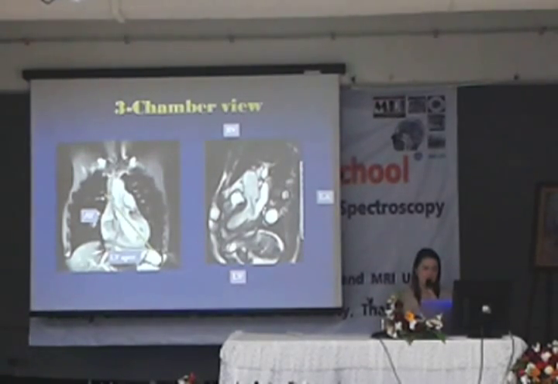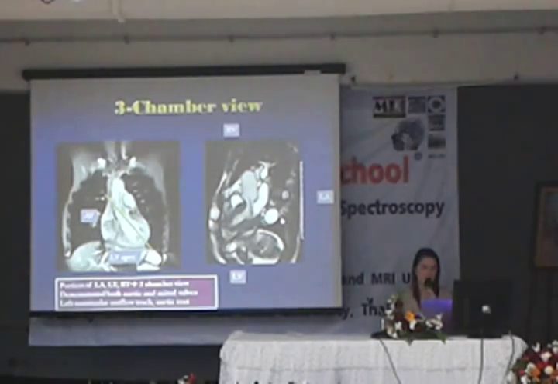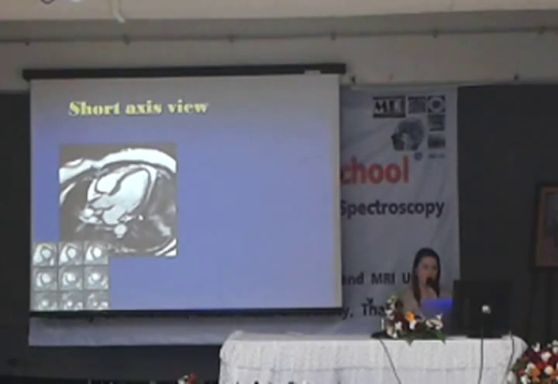If you bisect the aortic valve and LV apex like this, you will have this view. We call it the 3-chamber view because in this view you can visualize portions of the left atrium, left ventricle, and right ventricle. In this view we can demonstrate the mitral valve and aortic valve, and also visualize the left ventricular outflow tract clearly. The next view we call the short axis view.